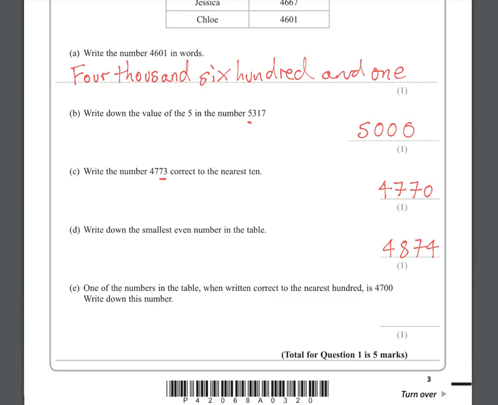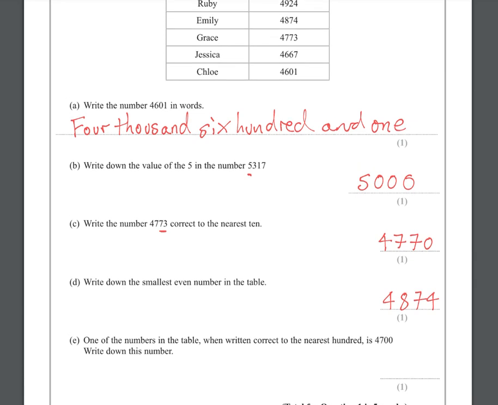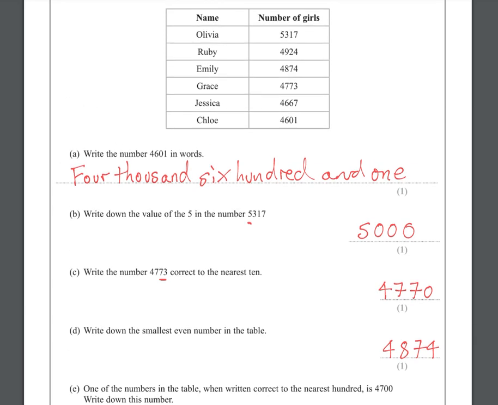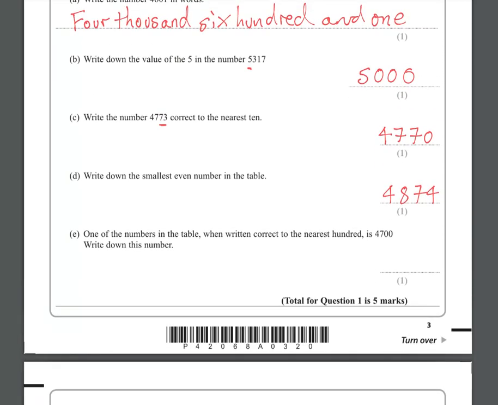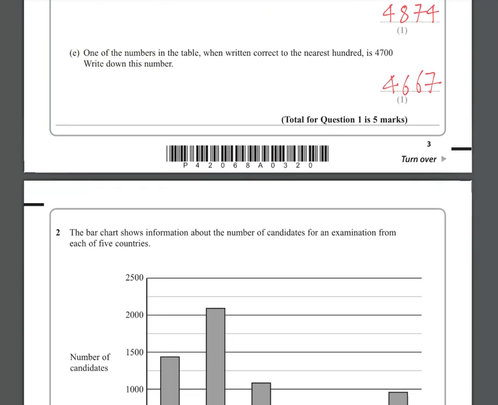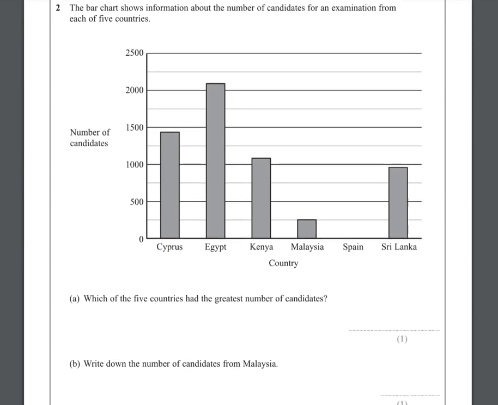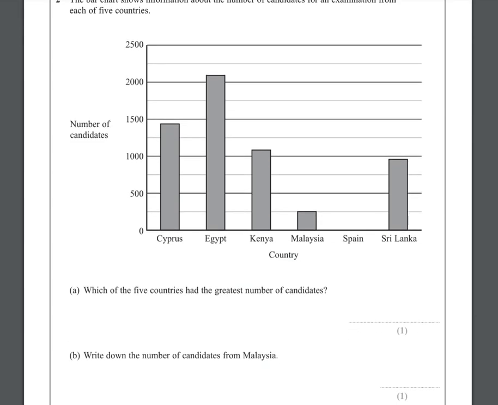Then one of the numbers in the table written correct to the nearest 100 is 4700. So which number rounds to 4700? It's not the first one, not the second one, not the third one. 4773, now that would go to 4,800 because that's closer to 4,800. The next one would go to 4,700. So that is 4667.